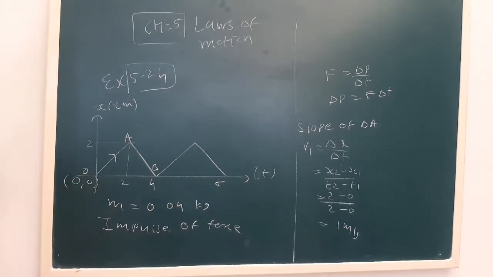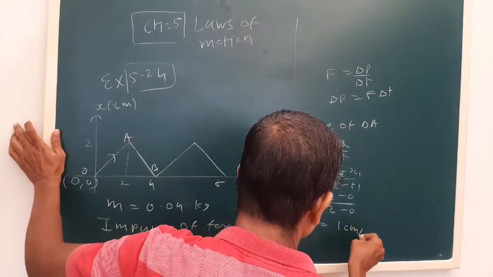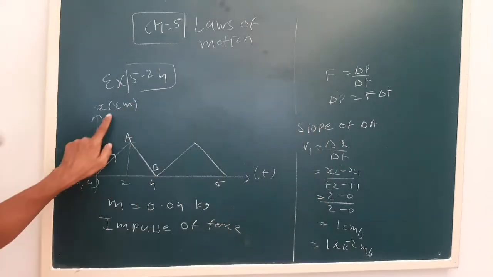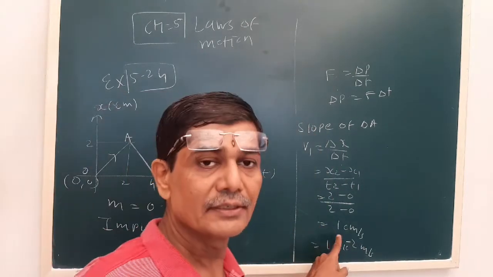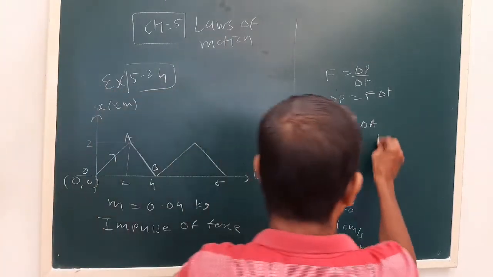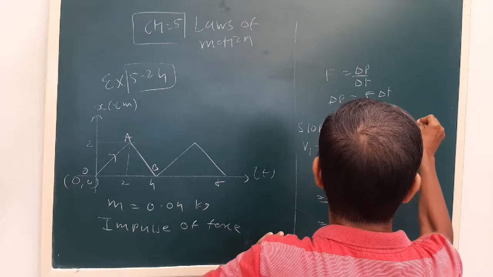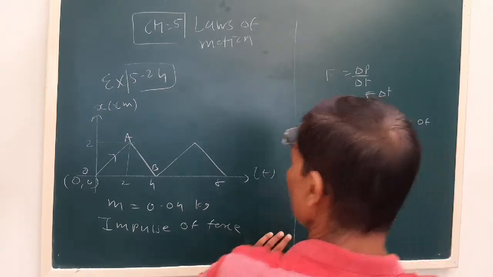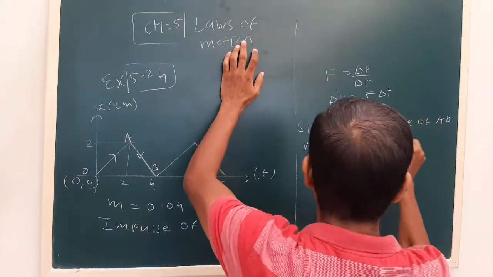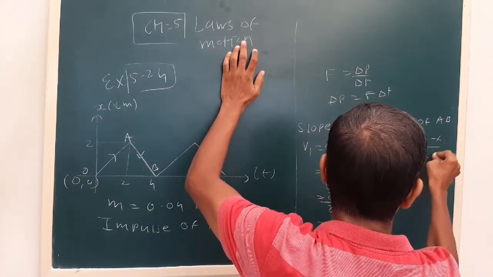So the slope we can say is 1 centimeter per second. Here x is in centimeters, so we should write centimeter per second. So we have converted it into MKS. Now similarly, V2 is the slope of AB, that is x2 minus x1 upon t2 minus t1.